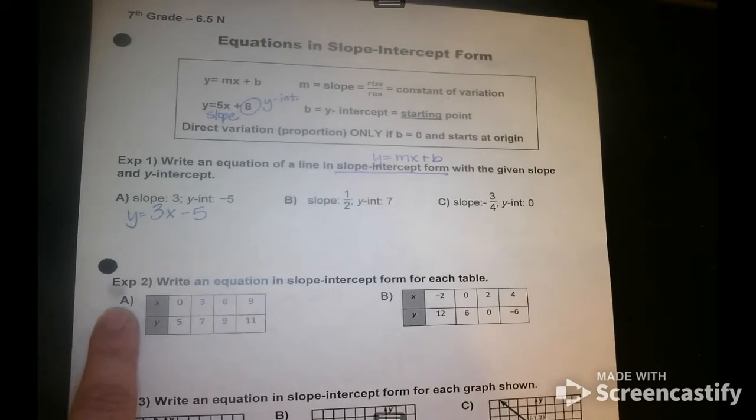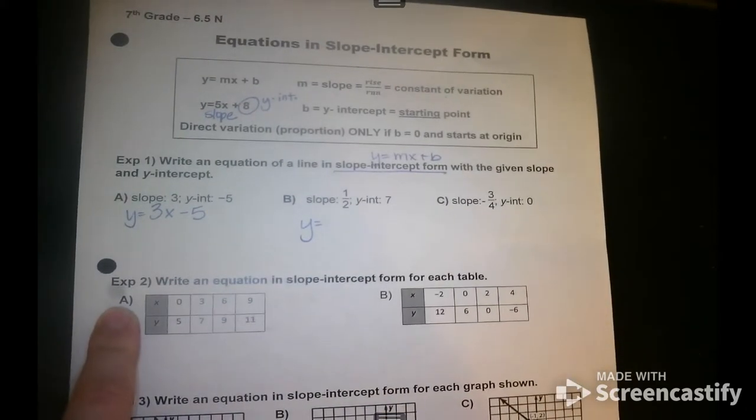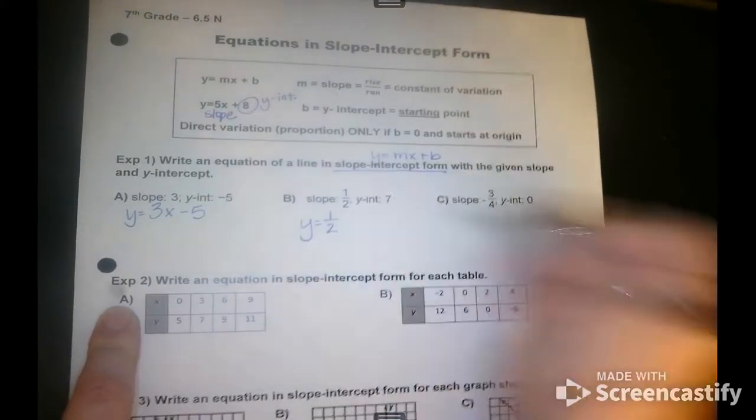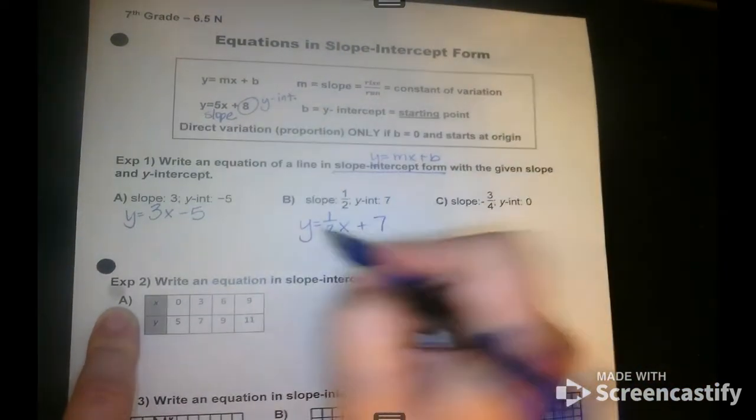All right, what about my next one? How would I write that in slope-intercept form? Somebody that hasn't answered. What do we think? Slope goes with my x. So what is my slope? 1/2. Okay, so 1/2 what? 1/2 x. Okay, plus 7. Good.